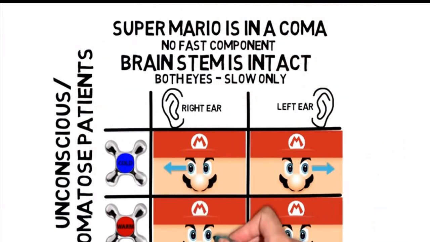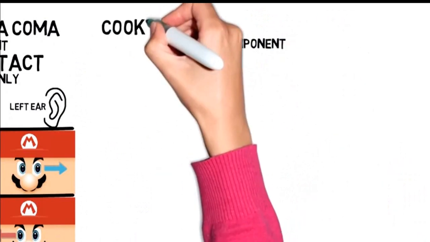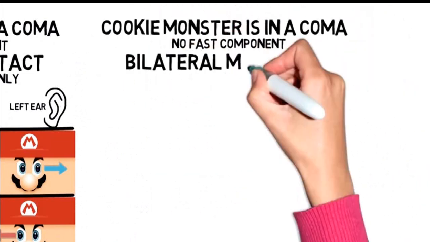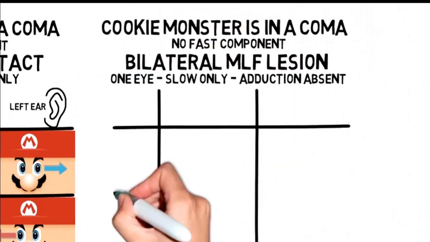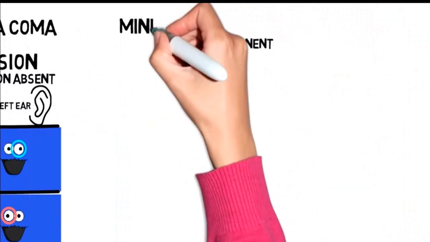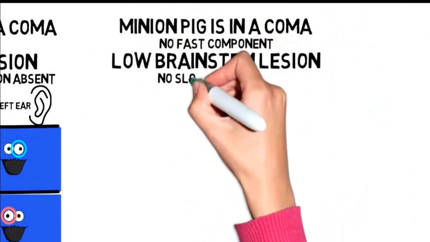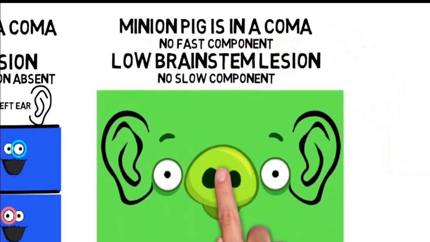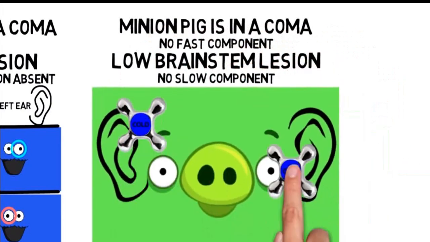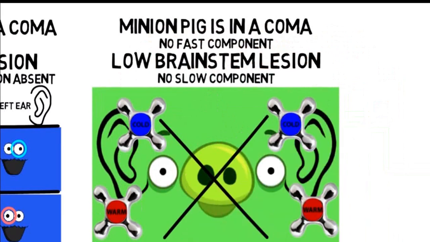Let's take a look at caloric-induced VOR in another coma patient, Cookie Monster. Cookie Monster has a bilateral lesion of the medial longitudinal fasciculus, which results in absent adduction, so he will have the slow component only in the eye abducting. Finally, we have coma patient Minion Pig. Minion Pig has a lesion of the lower brainstem, so he will have no slow component, as the vestibulo-ocular pathway is damaged. The result is that brain-dead patients have no response, so no pursuit and no saccade to caloric testing.